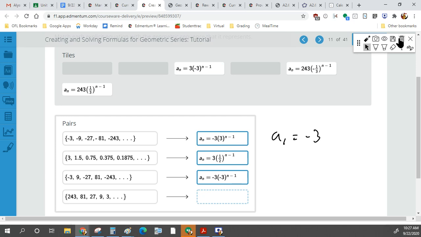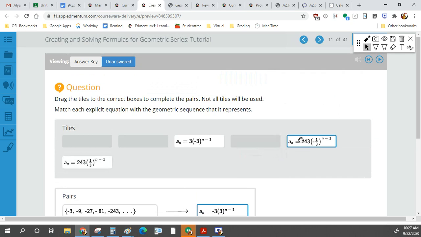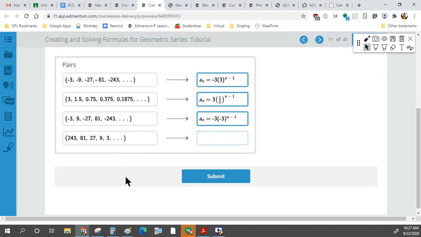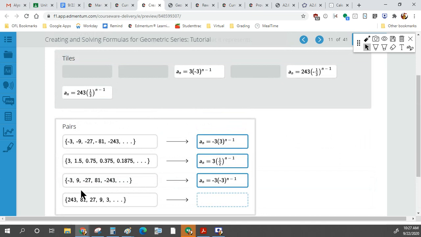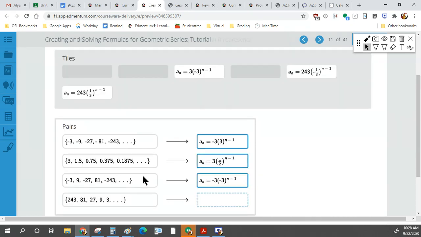All right. So the next one that we have, what's my a sub 1? 27. So our only viable options are either this one or this one. And it looks like I keep dividing by 3. So if I keep dividing by 3, I'm doing 1/3. But is it -1/3 that I keep multiplying by? Or is it +1/3? Well, the signs are staying the same. They're not going back and forth from negative and positive, so it can't be the negative one.